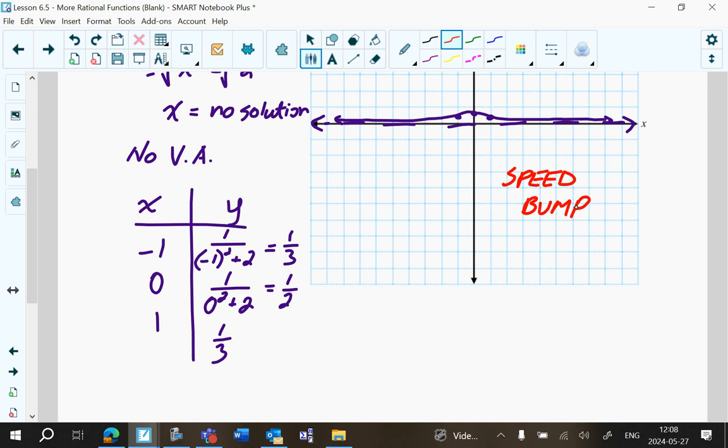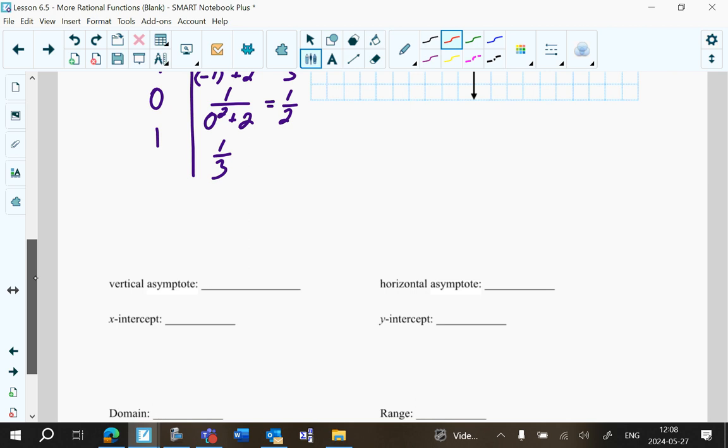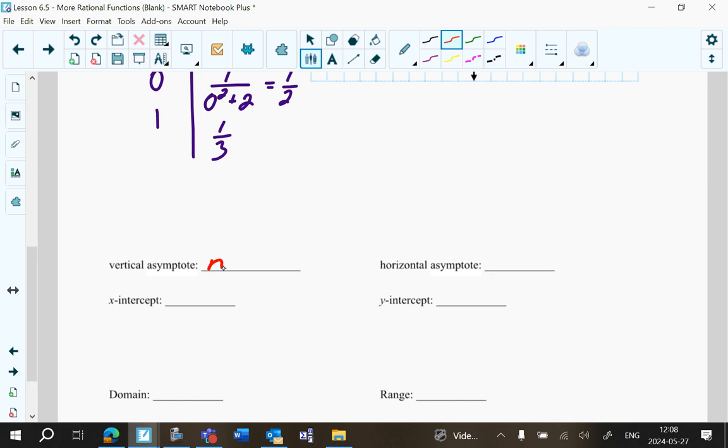So the vertical asymptote, none. The horizontal asymptote is still y equals 0. The x-intercept, because there's no horizontal asymptote, is none. The y-intercept, well, we found it, didn't we? In our table. It was 1/2. Now, the domain and range. We're not going to use the not equal notation.